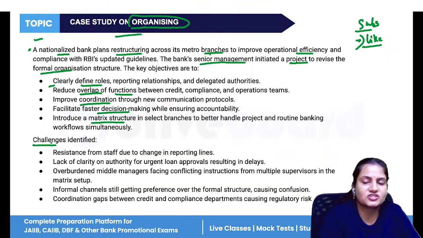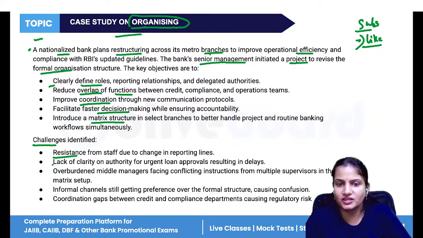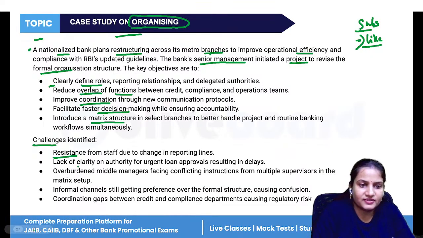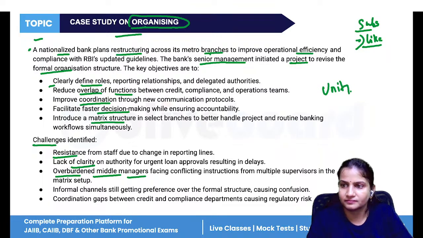Okay. Now, what are the challenges identified in this? Some employees are resisting. They don't want any kind of new change in the company. They don't want any kind of change in reporting lines. There is lack of clarity. Then overburdened middle managers. Middle managers are conflicting with each other. Why? Because multiple supervisors are guiding them, and we have seen that there should be unity of command.